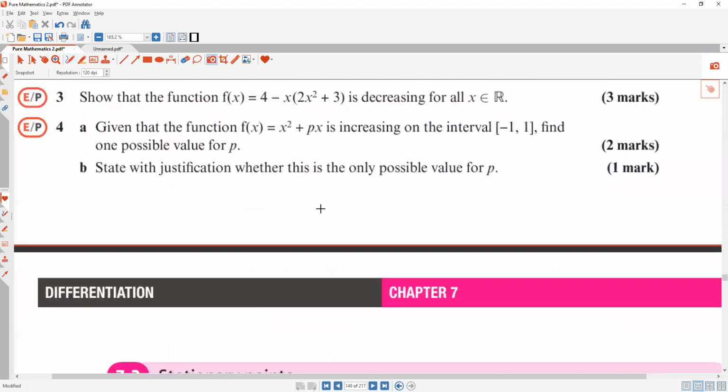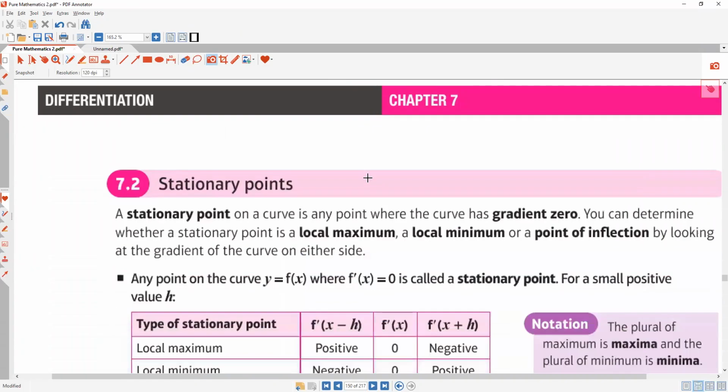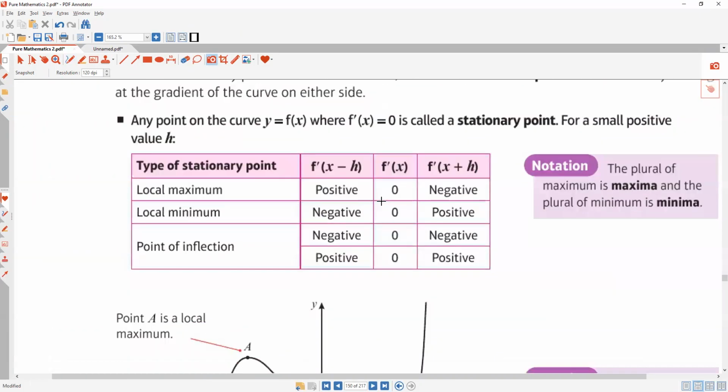Now, given that the function f(x) is equal to x squared plus px, x squared plus px is increasing on the interval of -1 to 1. Find the possible values of p. Are we doing question number 4? You know what, I'm ignoring this. Let's start doing these.